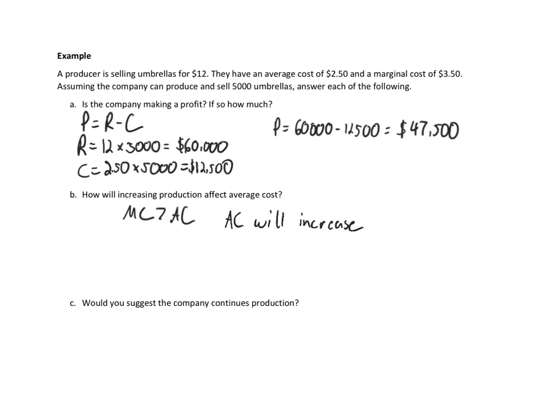Would you suggest the company continues production? I would say yes, and the reason is, remember, we want to consider what marginal cost tells us, the cost of each additional item. Since marginal revenue, in this case our $12, is greater than marginal cost, the $3.50 it would cost to make each one, I would say yes, we should continue, because you're going to actually generate a greater profit.